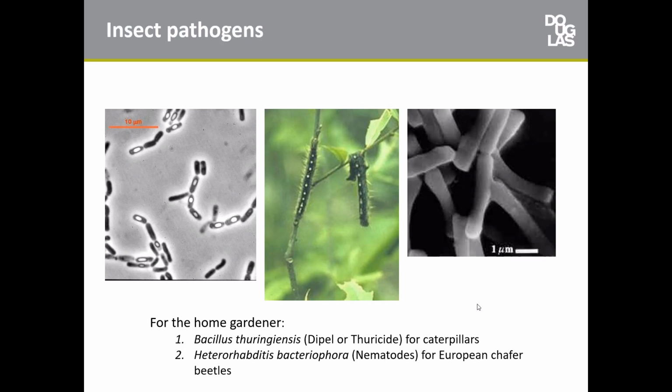I did want to mention also Heterorhabditis bacteriophora. This is a nematode, a very tiny microscopic worm that you can buy to manage European chafer beetles. You can use nematodes to control chafer beetles in your lawn if you have that as a problem.